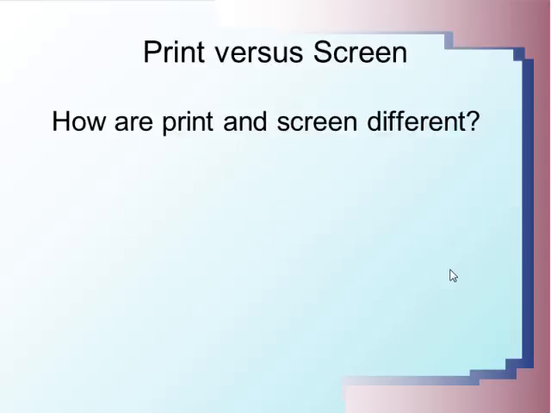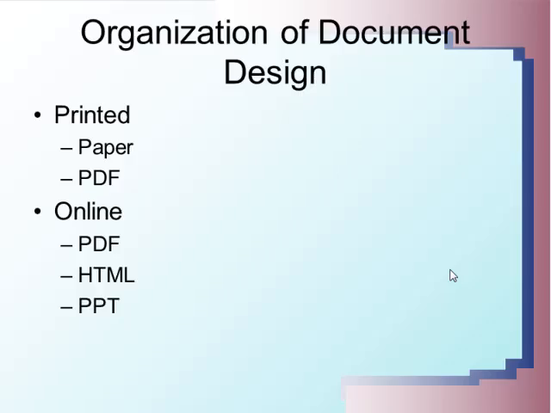Print versus screen. Take a second and think about this. How are print and screen different? Well, if you think about printed paper and you think about the orientation of the paper, it's generally taller than it is wide. In the US, it's called US letter, which is 8.5 by 11 inches. In Europe, it's called A4. A4 letter size is slightly taller and slightly narrower than US letter.